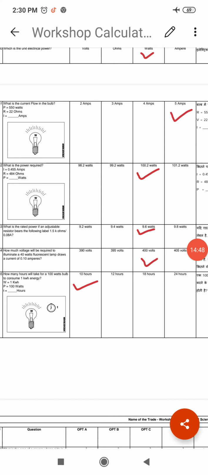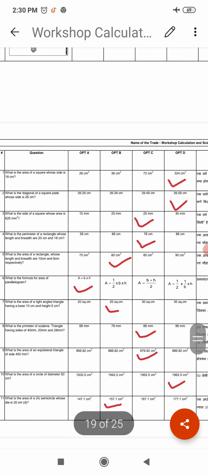Next, how much voltage will be required to illuminate a 40 watt fluorescent lamp drawing a current of 0.10 ampere? 400 volts. Answer C. How many hours will it take for a 100 watt bulb to consume 1 kilowatt hour of energy? W is equal to 1 kilowatt hour. P is equal to 100 watts. Answer is 10 hours.